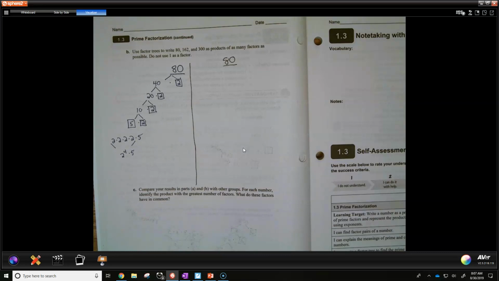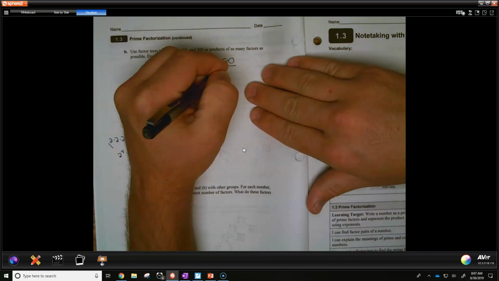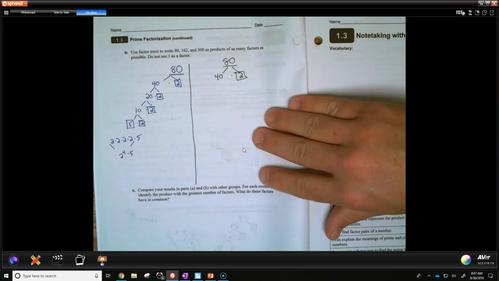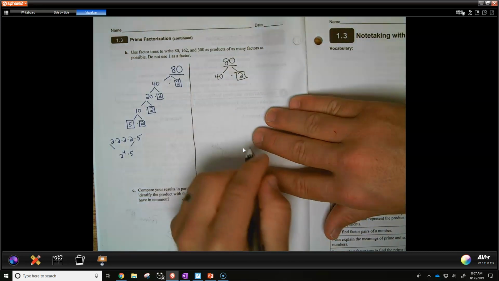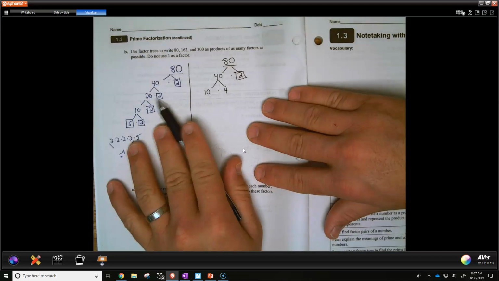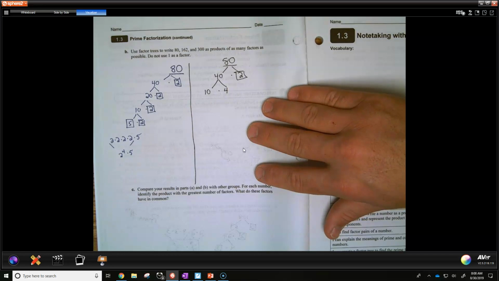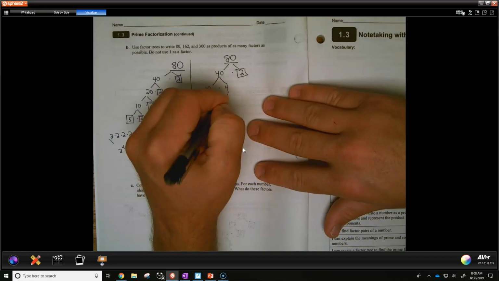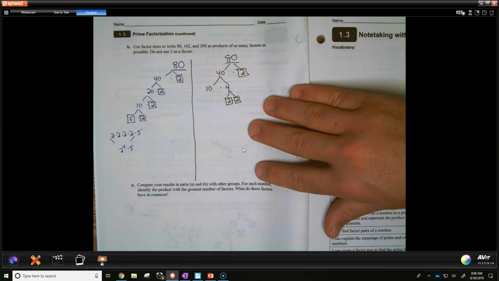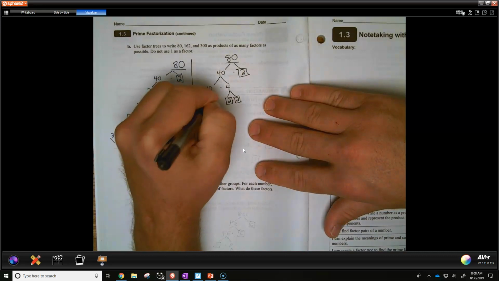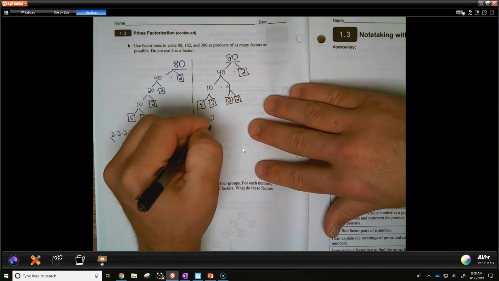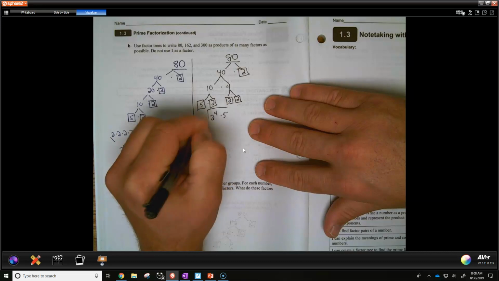I broke 80 into 40 times 2. And then I broke 40 into 10 times 4. Oh, there's a difference. Yeah, she did 20 times 2 and you did 40 times 2. And I broke 4 off into 2 times 2. And those are boxes. And I broke 10 off into 5 times 2. 1, 2, 3, 4. So 2 to the 4th times 5.